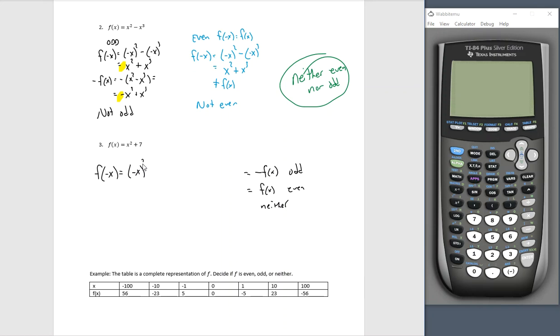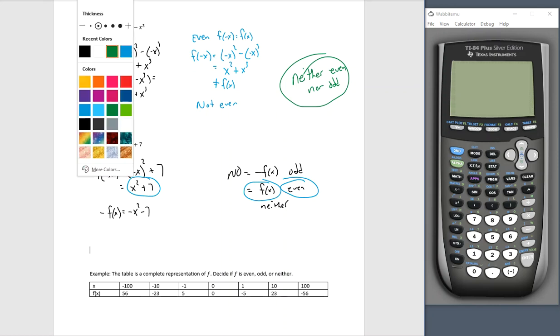Negative x all squared plus 7. Negative x times negative x is x squared plus 7. And then I compare. I know that negative f of x is negative x squared minus 7. So no, it's not odd. I can see that my f of x, x squared plus 7, is exactly what I get. It's exactly equal to f of x. So this function is even.